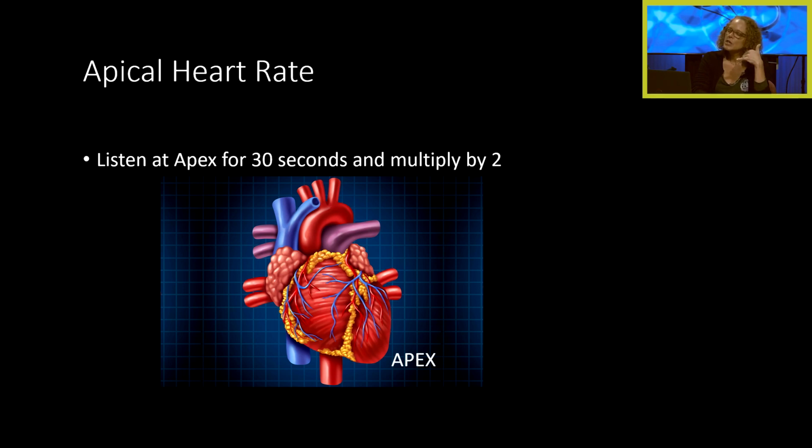Okay, so we're listening to heart rate with our stethoscope at the apex, lub-dub 1, lub-dub 2, lub-dub 3. So every lub-dub is a count, all right? Get some practice doing it in lab. You'll be able to listen. You'll be able to count heart rates very easily after a few tries of practicing and listening, okay?